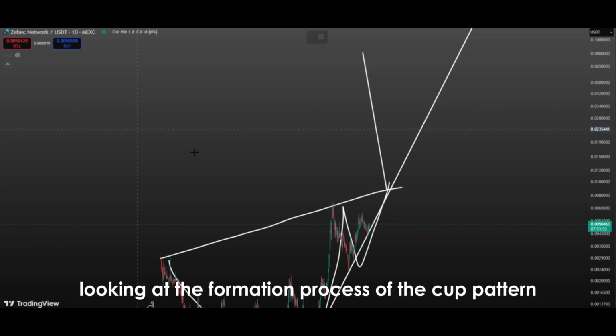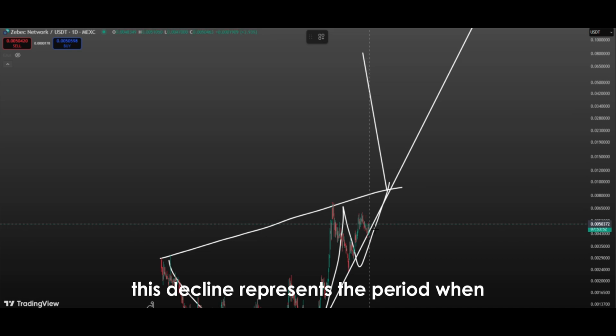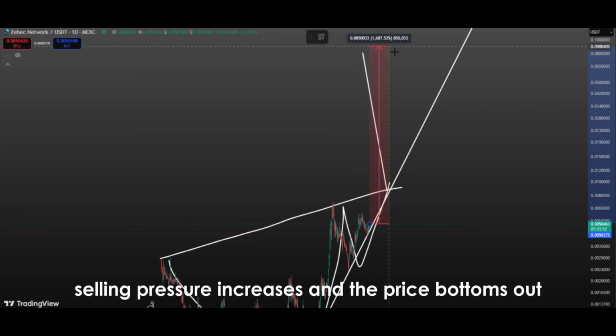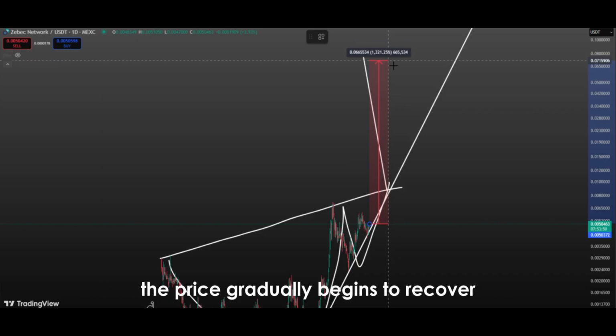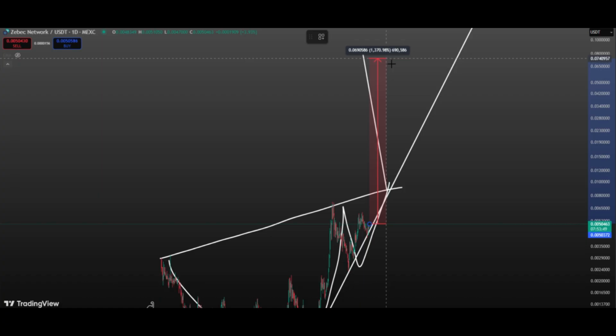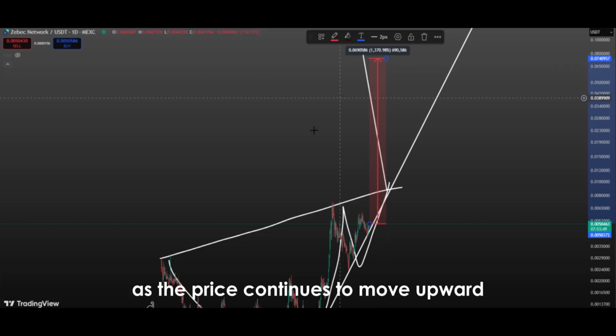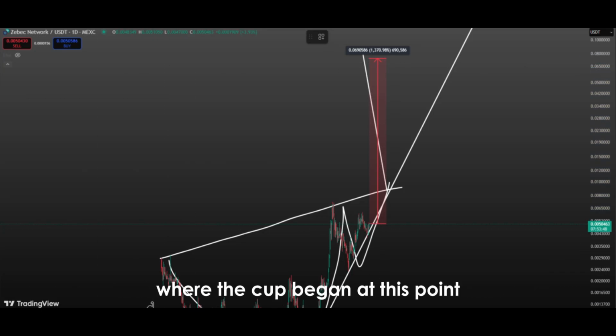Looking at the formation process of the cup pattern, the first stage is usually a downtrend in the market. This decline represents the period when investors lose confidence, selling pressure increases, and the price bottoms out. However, as buyers step in at this bottom level, the price gradually begins to recover. This recovery process forms the first half of the cup. As the price continues to move upward, the right side of the cup takes shape and the price eventually reaches the levels where the cup began.